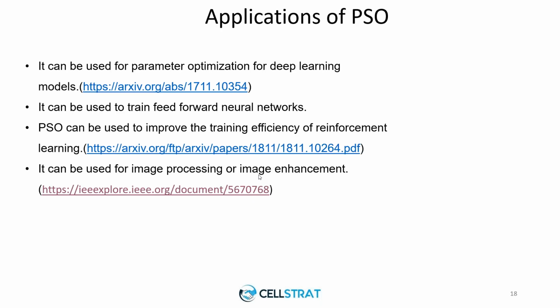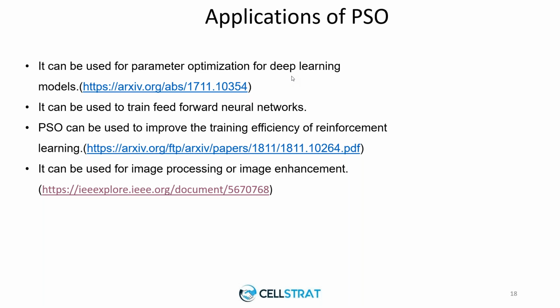Going to the applications of PSO, it can be used for parameter optimization for deep learning models. There are papers which have been published wherein they've used PSO for parameter optimization of deep learning, for example, to find out the ideal number of hidden layers, or the ideal number of neurons in a particular hidden layer. So it can be thought of as an alternative to grid search.